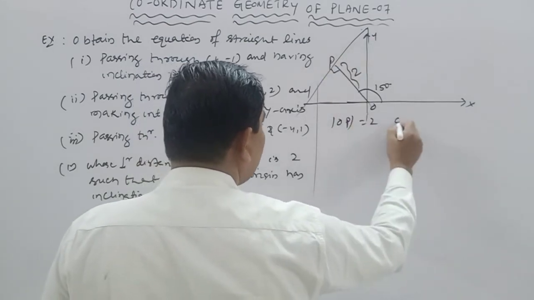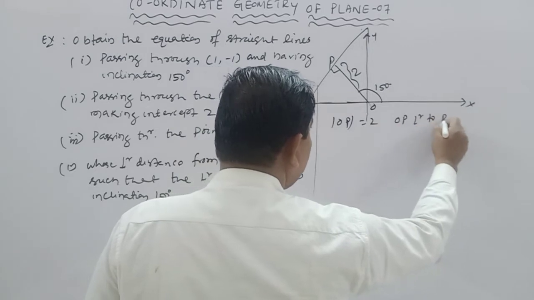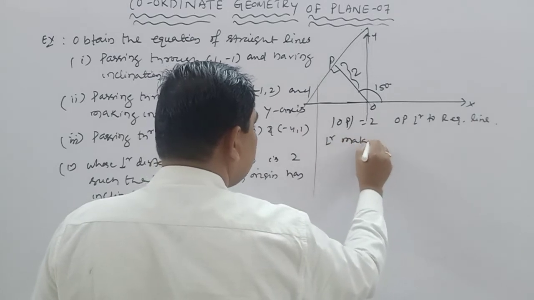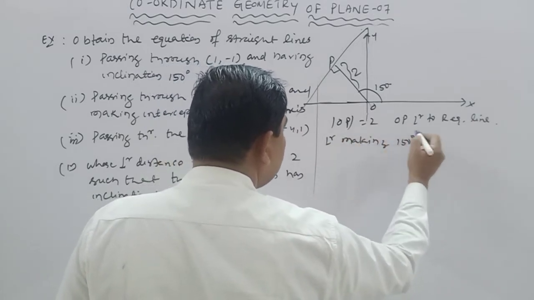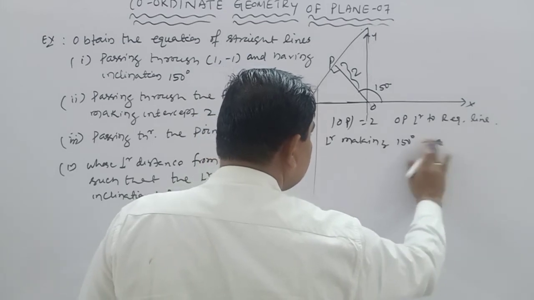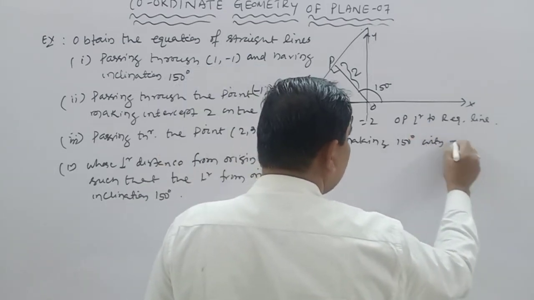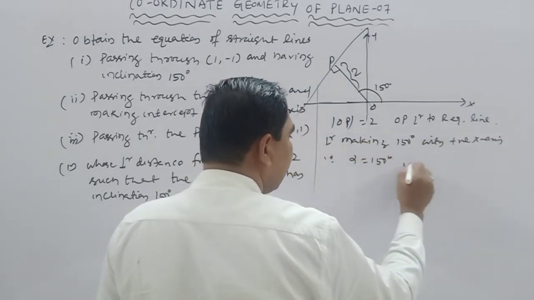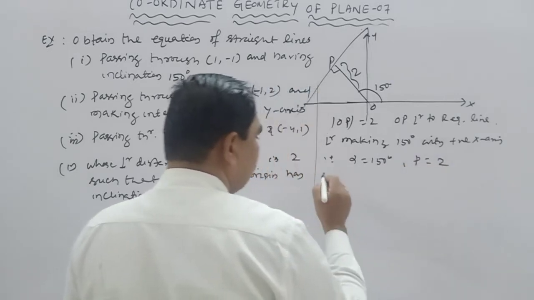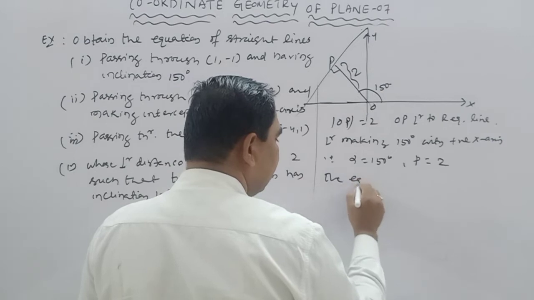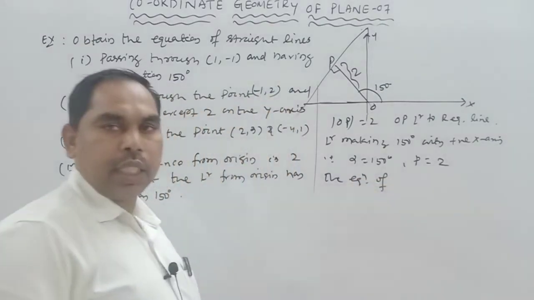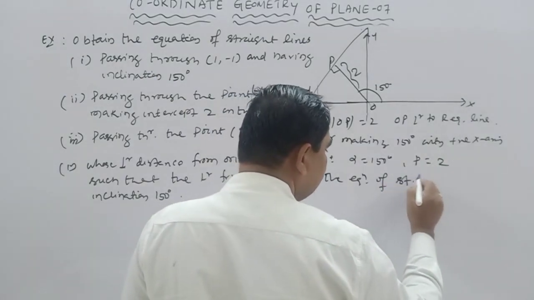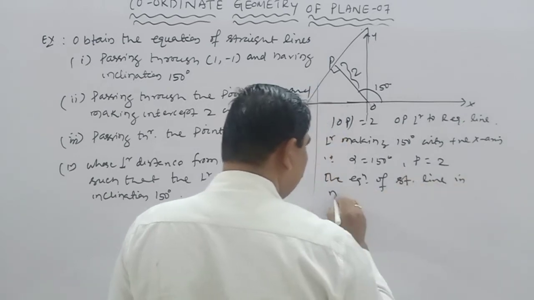OP is perpendicular to the required line. The perpendicular is making 150 degrees with the positive x-axis. That is, alpha is equal to 150 degrees and P is equal to 2. So the equation of the straight line in normal form.